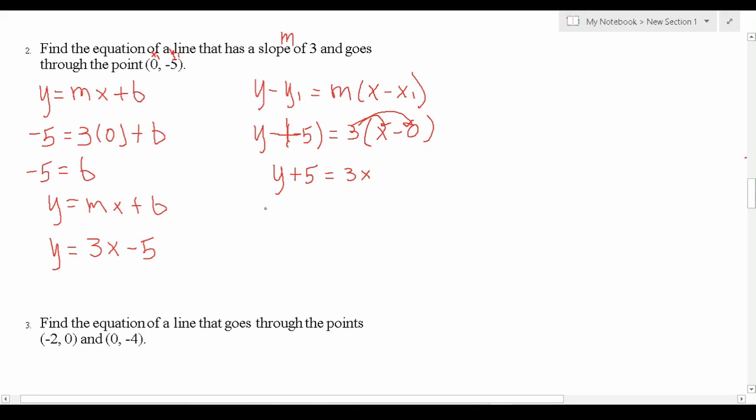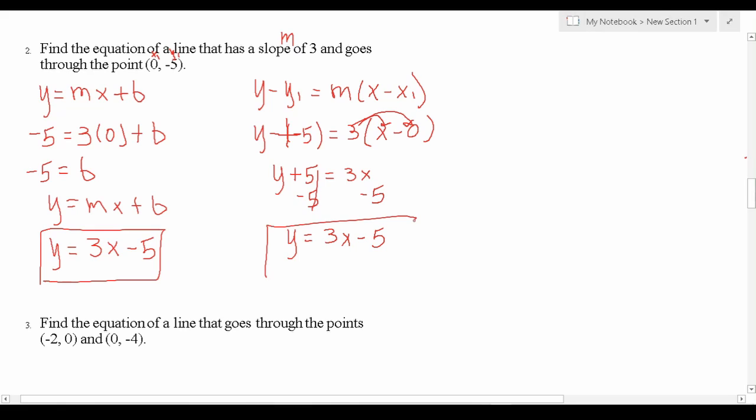And now, according to number 2, we're just solving for y. That is, we want to get y by itself. So to do that, we're going to subtract 5 from both sides. This is going to cross out and leave us with y equals 3x minus 5. And as you can see, using both of the methods in number 2, we were able to come up with the same equation of a line. Okay, so it's really a matter of preference, but that's how you would do that one.